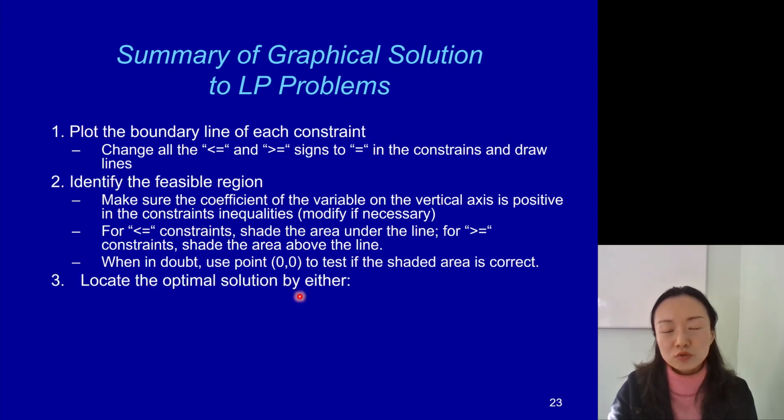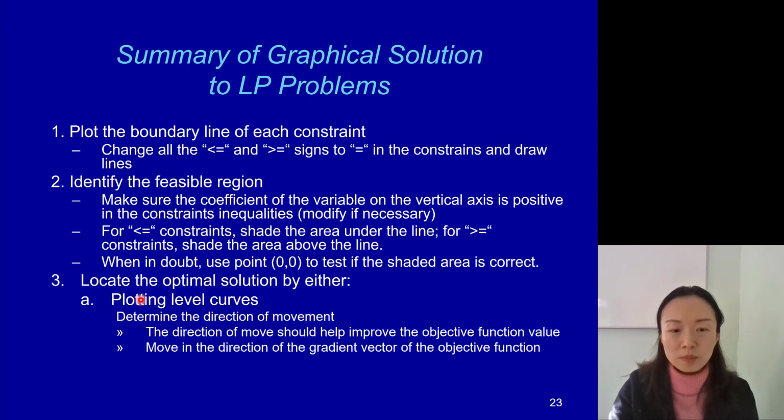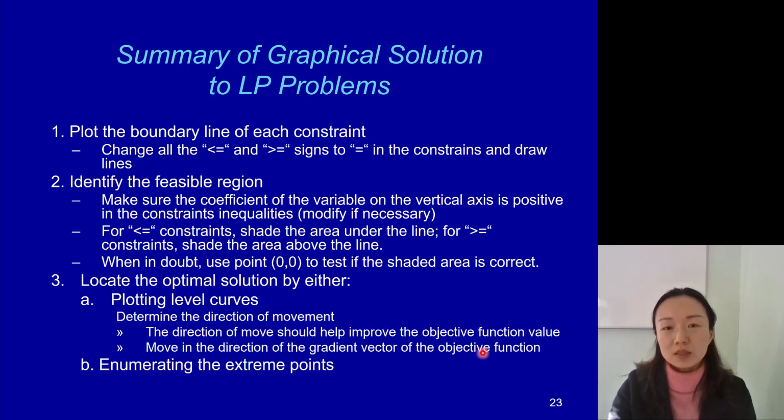Locate the optimal solution by using the method we talked about, plotting level curves. You would identify the slope of your level curves using the objective function, and then move your line in the direction that helps improve your objective function value. Move it in the direction of the gradient vector of the objective function if it's a maximization problem, or if it's a minimization problem, move in the opposite way.